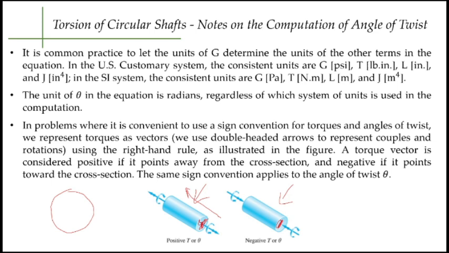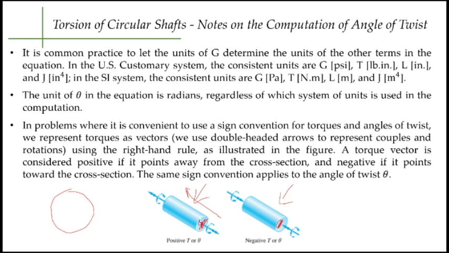Okay. What else? It is common practice to let the units of G, the same thing with E when we did the analysis of strain, determine the units of the other terms in the equation. Now, consistent, so if G is in psi, therefore your torque should be in pound-inch, your length is in inch, and your J, which is your polar moment of inertia, is in inches to the fourth. In SI, of course, it is in Pascal.